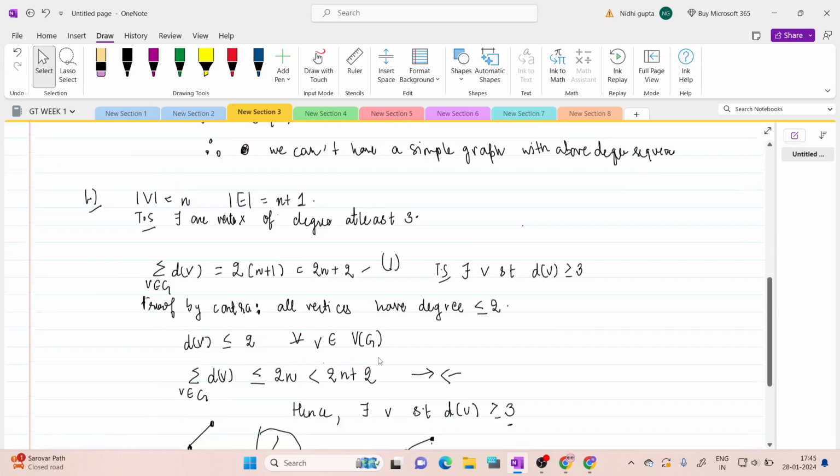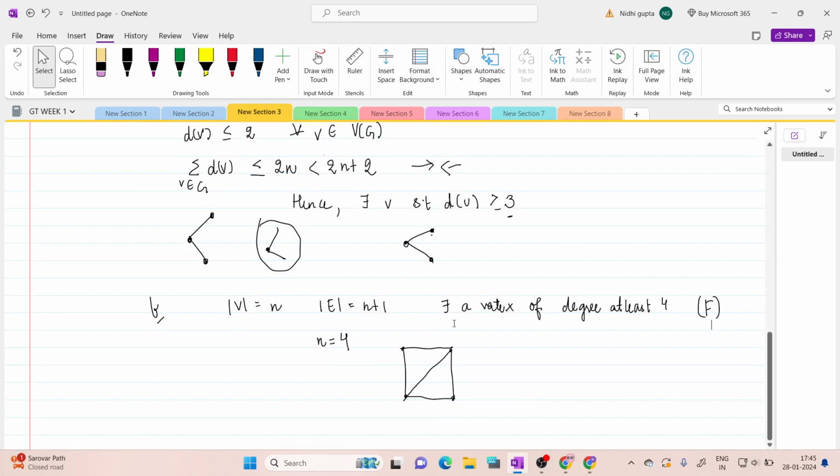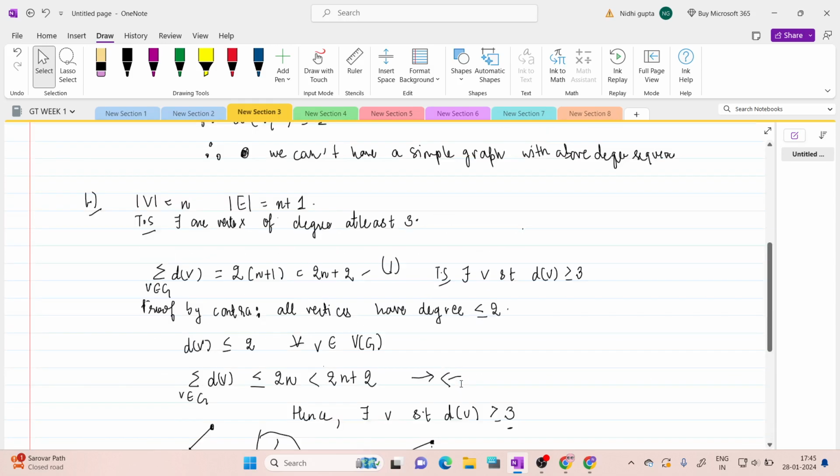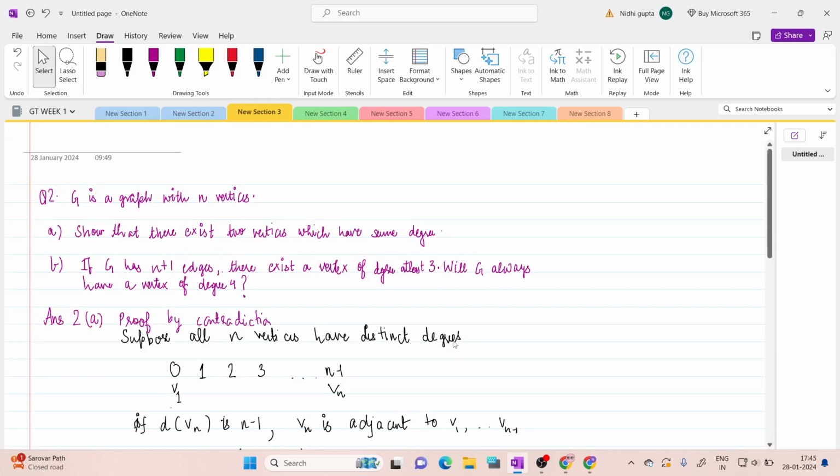The example given by one of you is this. It has 4 vertices, 5 edges, but no vertex of degree at least 4. All the vertices have degree less than or equal to 3. So now, is this question clear to everyone? Okay.